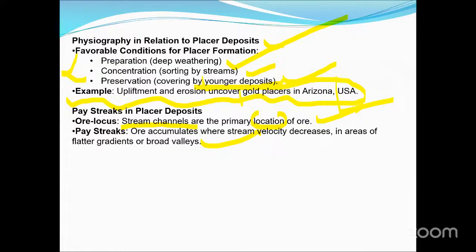So these are the different types of placer deposit formations. One is the favorable conditions for placer formation: preparation, concentration, and preservation. And pay streaks in placer deposits are where ore accumulates as stream velocity decreases in areas of flatter gradient or broad valleys. Okay, so the ore accumulates in the broad valleys or flatter gradients, in areas of decreased stream velocity.